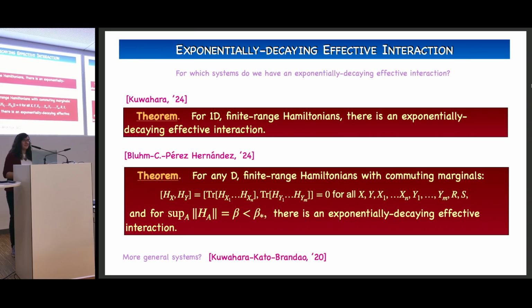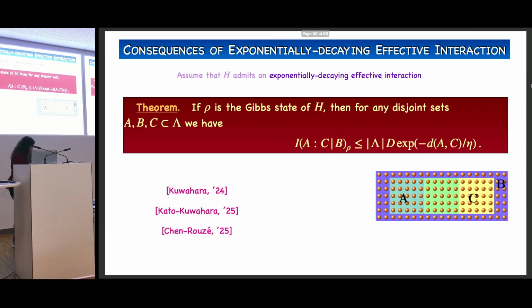So I don't know, maybe it's the new time problem or something, in case anybody's interested. Because now it's been open for a few years. So I think there's hope that this can be proven for many more systems. It's just that mathematically, for the moment, there are no tools to prove it. Okay, so what is the first thing that we can prove from this assumption of exponentially decaying effective interactions?